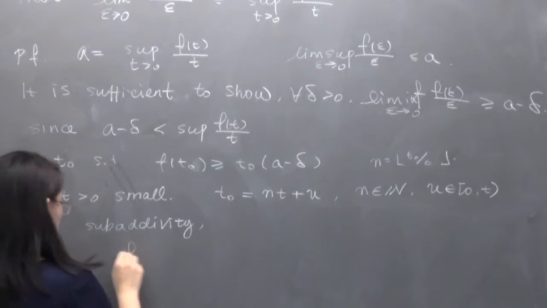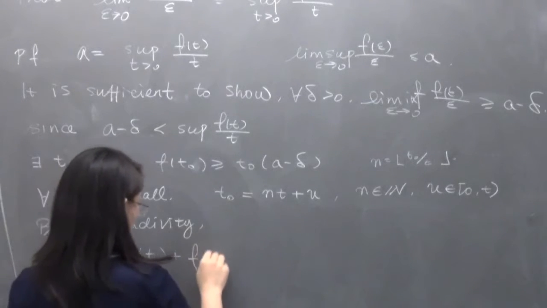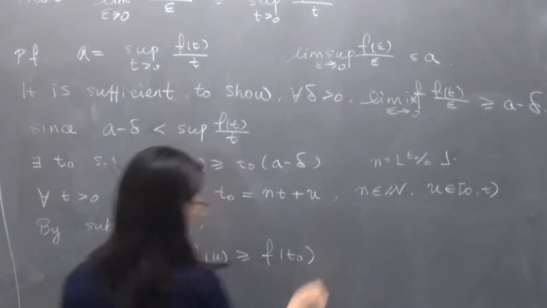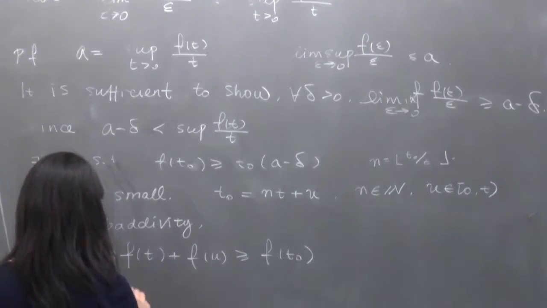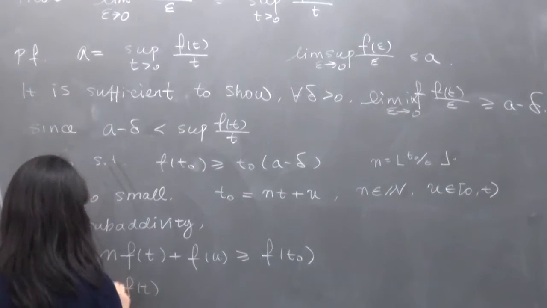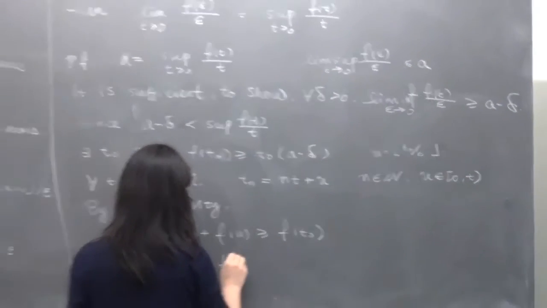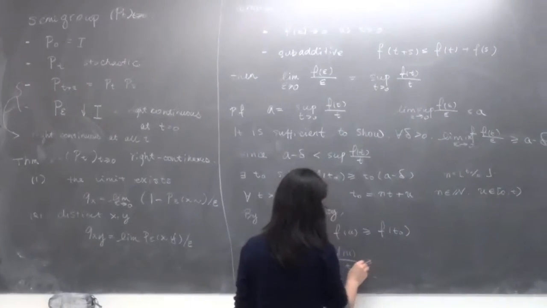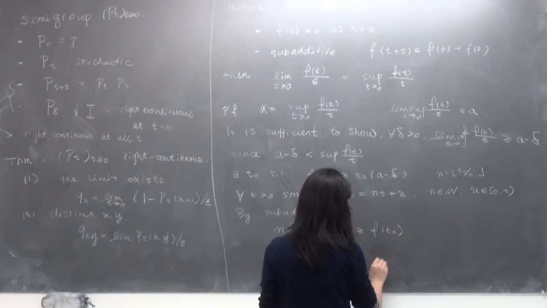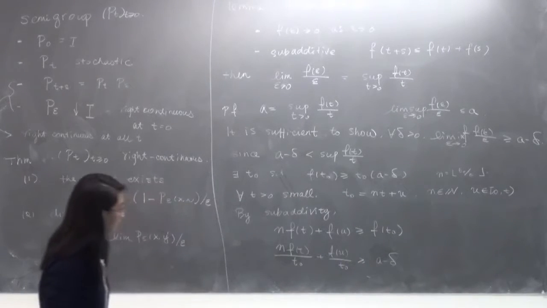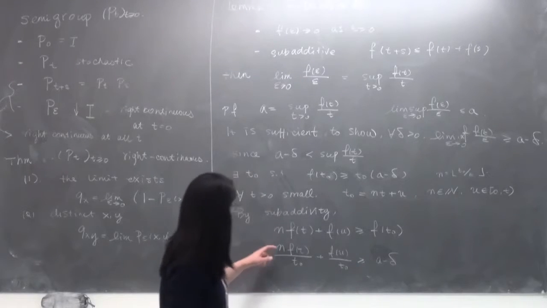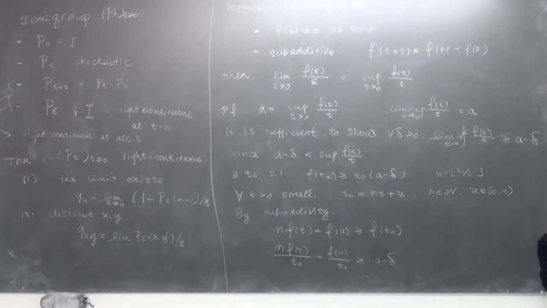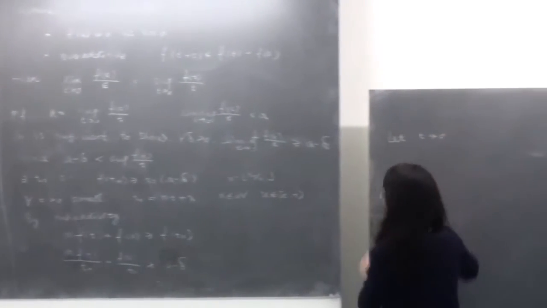We have f(t) plus f(u) greater than f(t0). And then we divide both sides by t0. We have that this is greater than a minus delta. And then we let t go to 0, or in other words, we let n go to infinity. So let t go to 0.